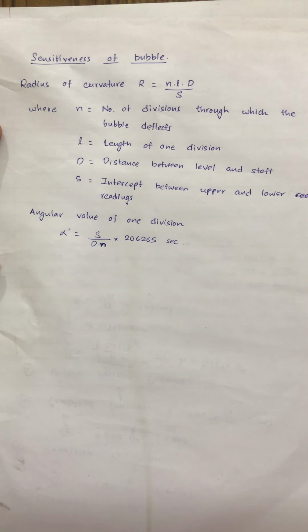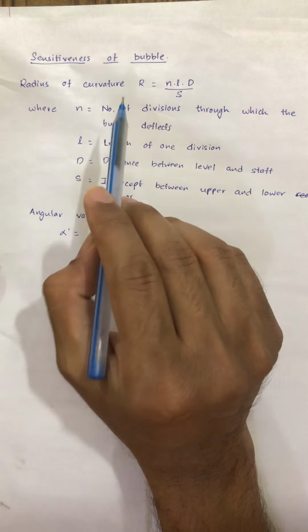Today we will be solving some numericals on sensitiveness of the bubble. In the previous class we had derived the formula for calculating the sensitiveness of the bubble as well as the radius of curvature of the bubble tube. So we will go by that once again.